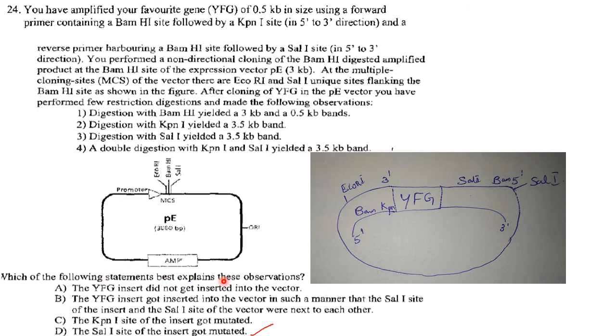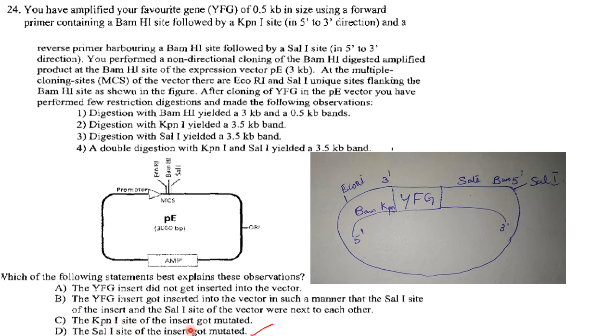So which of the following statements best explains this observation? The YFG insert did not get inserted into the vector. That is not correct because you are getting a 0.5 kb band upon digestion with BAMH1. Then, YFG insert got inserted into the vector in such a manner that the SAL1 site of the insert and SAL1 site of the vector were next to each other. It can't be, because the BAMH1 site is over here and the two SAL1 sites are not next to each other. There is a BAMH1 site in between.